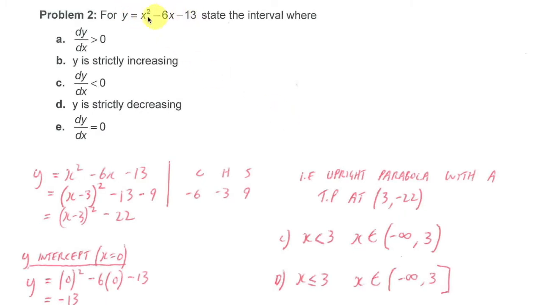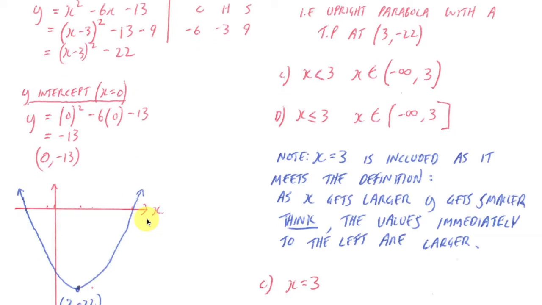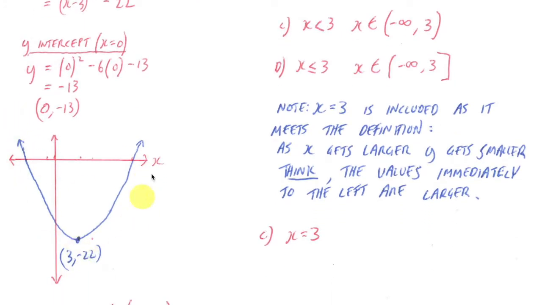we've got ourselves a quadratic in expanded form, and we need to work out the intervals where the gradient is greater than 0, strictly increasing, gradient is less than 0, strictly decreasing, and where the gradient is equal to 0. So the first job is to take that expanded format, use the completing the square method to convert it into turning point form, and then if we graph that, we'll get this shape. So obviously it's all going to be around the turning point (3, -22).